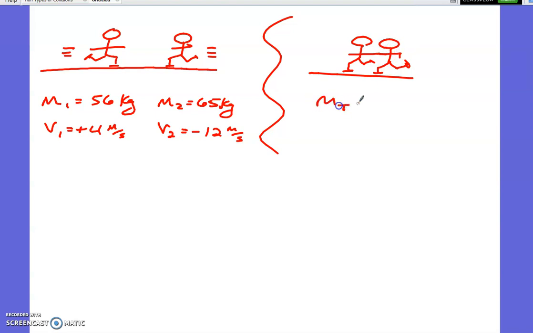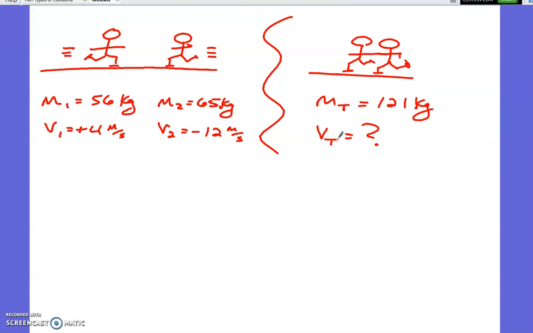Now after they join hands, their masses combine. So we take our 56 and 65, and that makes a total of 121 kilograms. We want to find the velocity of the two skaters after they join hands and they're together. So I'll put a T for together, their mass together, their velocity together as well.